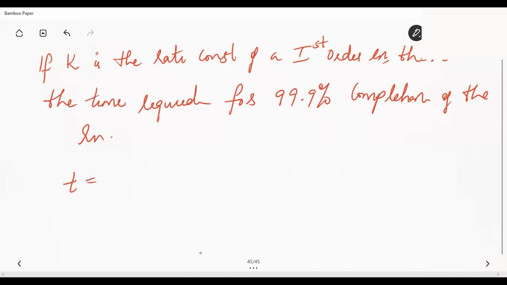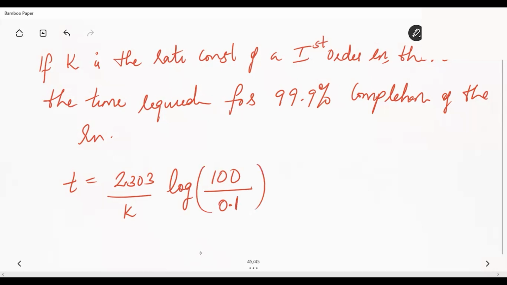So T is equal to 2.303 by K log initial concentration over final concentration. You have to take 100%. So 100, and final, 99.9 percentage complete means 100 minus 99.9, that is 0.1 percentage. So you will be getting 2.303 by K. K is not given as a number, it is given as K itself. Okay, and what is 100 by 0.1? That is inside the log.